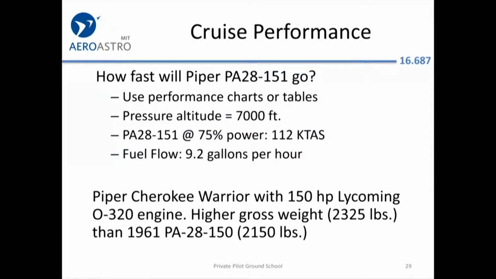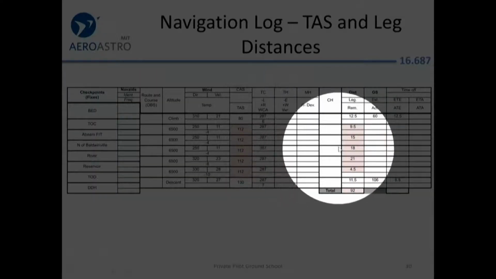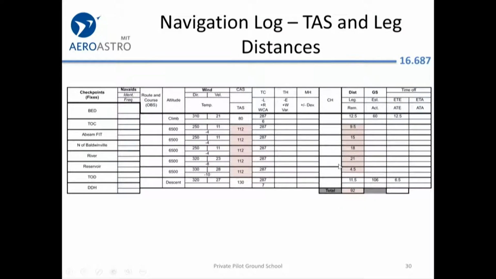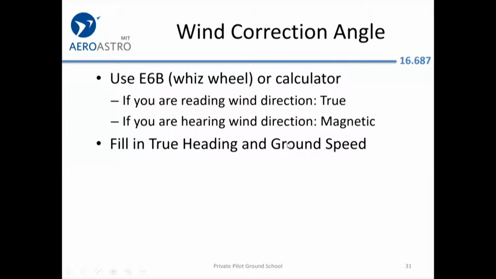What about cruising? So we use the performance charts to figure out that we're going to be going along here at about 112 knots before the wind hits us. We add that to our plan. We've got all these distances. We've measured that with our protractor and ruler with our plotter. So we've got the distances for each leg. We filled in the true airspeeds. Okay, now we do the wind correction.